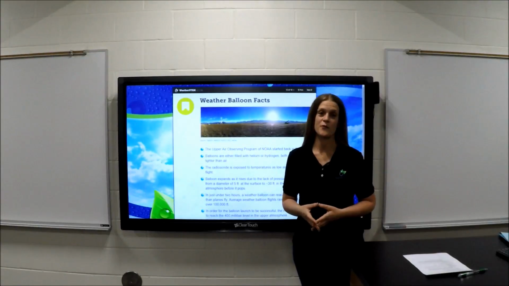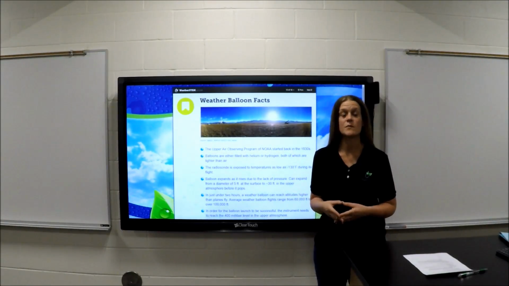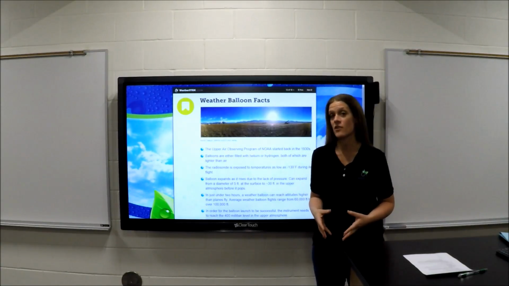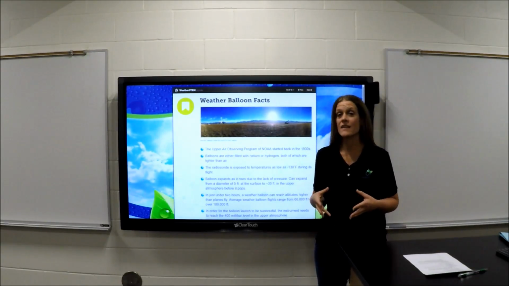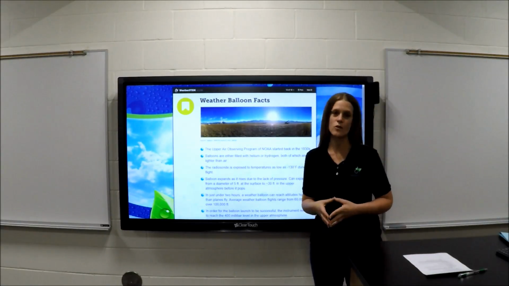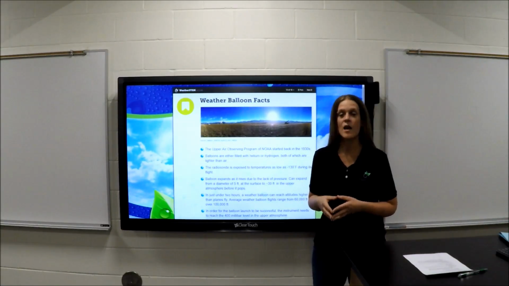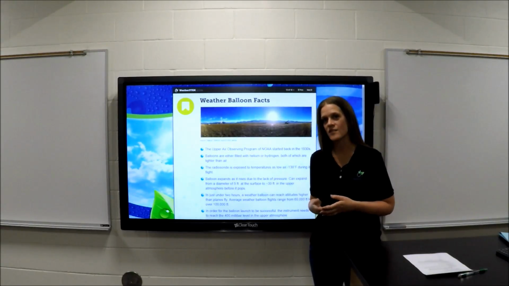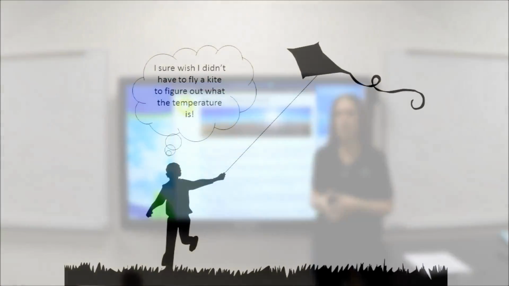Here are some weather balloon facts. The National Weather Service has been releasing weather balloons since the 1930s. However, back in the late 1700s, people were attaching thermometers to kites in order to see what the temperature difference was between what they were experiencing at the surface and what they were able to get aloft.